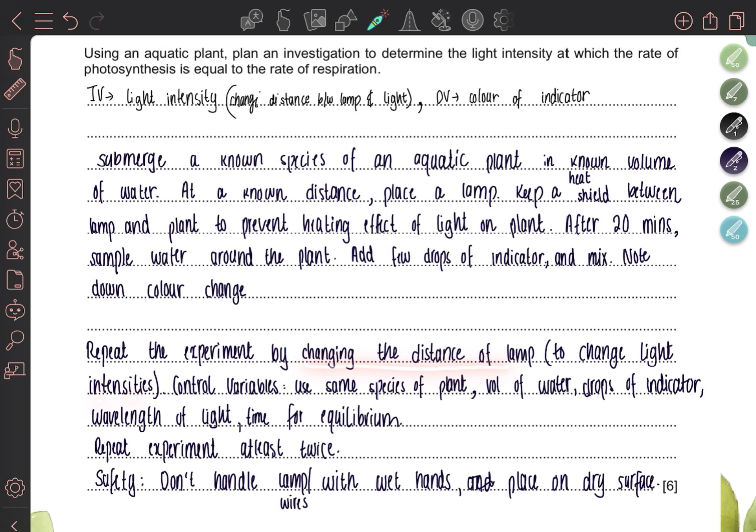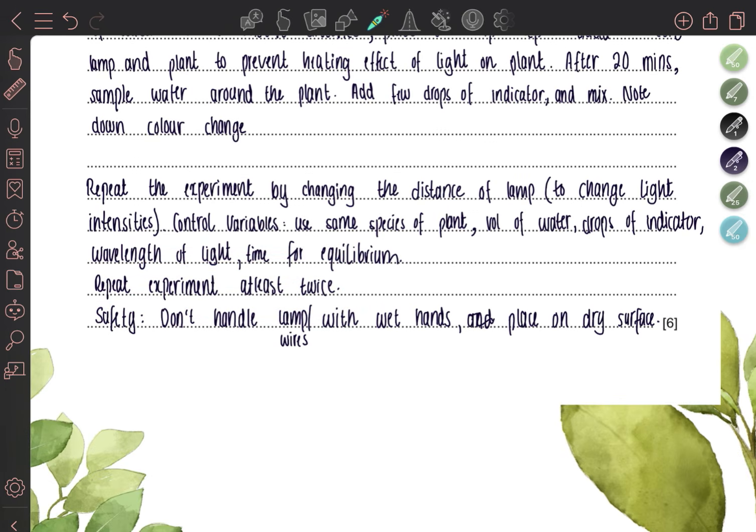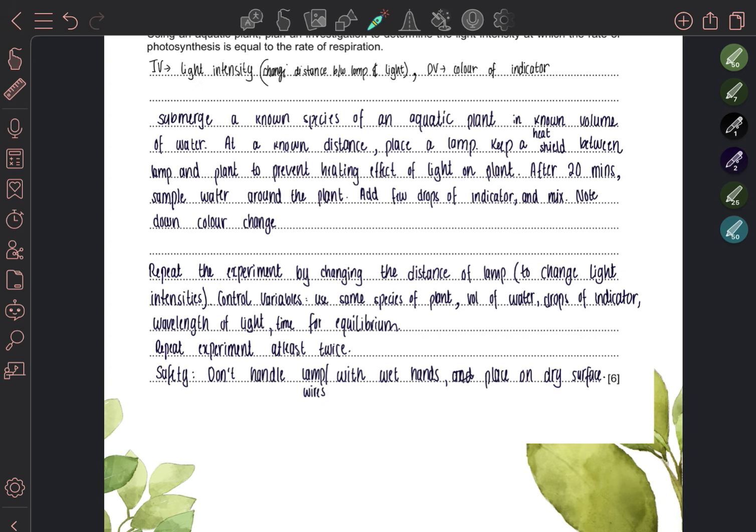The control variables, I have mentioned them here. Use the same species of plant, volume of water, drops of indicator, the wavelength of light from the lamp, time for equilibrium, and there are more as well. Then you're going to observe the color change until you get red. Then you have to repeat this experiment at least twice for more accuracy. And a safety tip: don't handle the lamp or wires with wet hands, and make sure that they are placed on a dry surface, because you may spill some water while you're handling this volume of water, right?